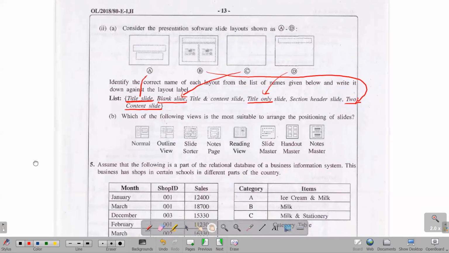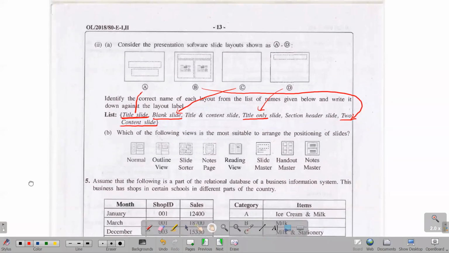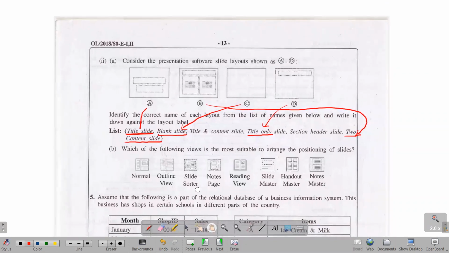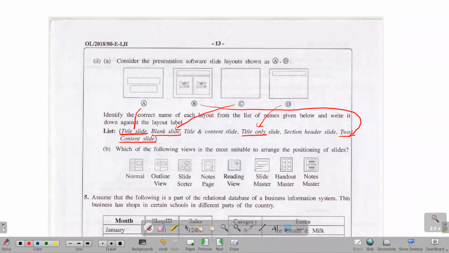Yeah, there is a B part as well. Which of the following views is most suitable to arrange the positioning of slides? Yeah, definitely the slide sorter, because slide sorter is the one which allows us to arrange the slides in a presentation in a quicker manner. Right, so that can be taken.